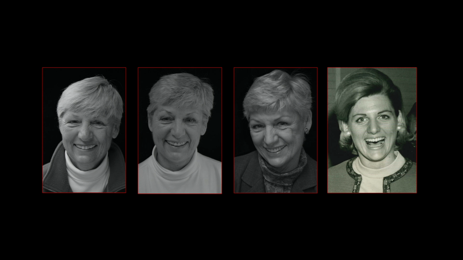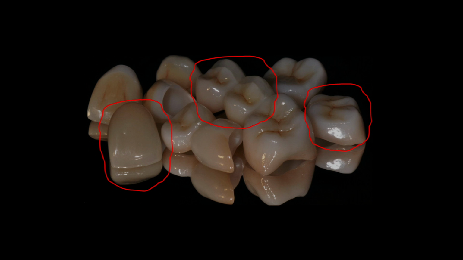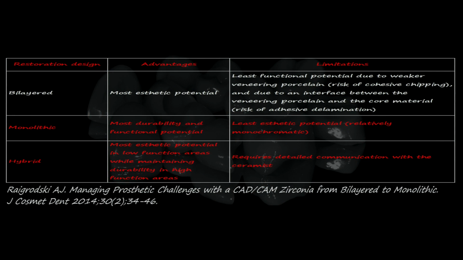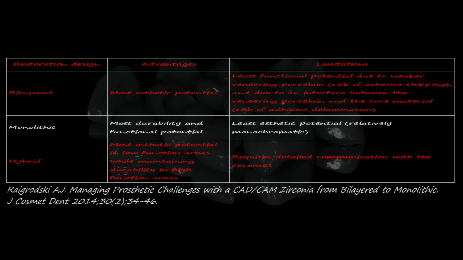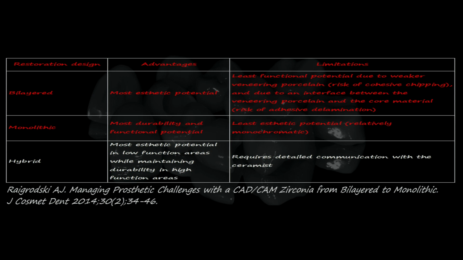And this is, as you all know, a very gratifying experience for us to listen to a patient such as that. So to just finalize everything that we discussed in terms of restoration design, we can see the monolithic, the hybrid, the bilayered. The advantage of the bilayered is that it gives you the most aesthetic option, yet the disadvantage is that it's less durable. The monolithic restoration is still the most durable, yet we still have some aesthetic limitations. And the hybrid design gives you the best of all worlds, both aesthetics and function where it's needed.